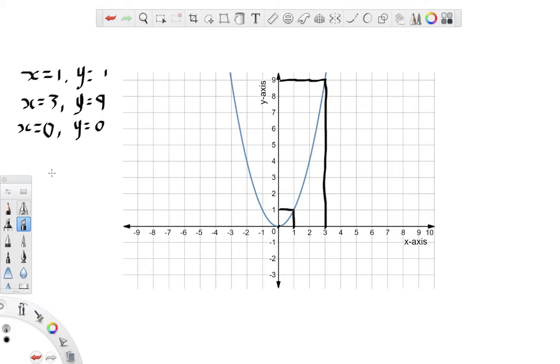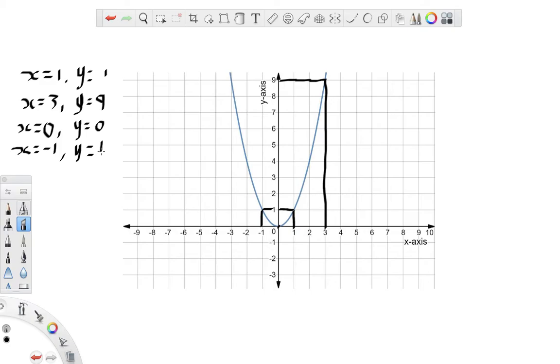Okay, so what about negative values of x? Well, when x is equal to -1, again we find -1, draw up to our line, and then across to our y-axis we find that y is also equal to 1.